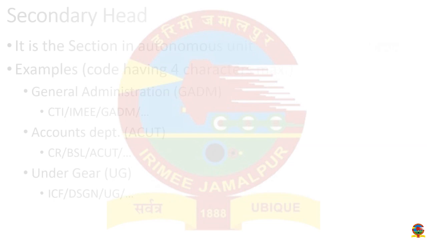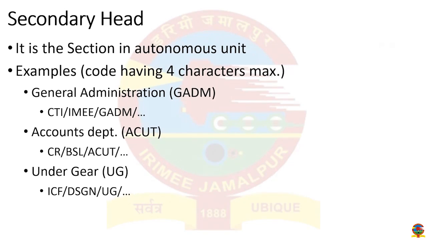Secondary head, this is the section in the autonomous unit. This also can be represented by a maximum of 4 alphabetical characters. In case of IRMI, it could be general administration. In case of accounts department in Bhusawal division, it could be ACUT, or undergear section in the design office in ICF, it could be represented by 2 alphabets. Again, these are just examples and may vary from unit to unit.